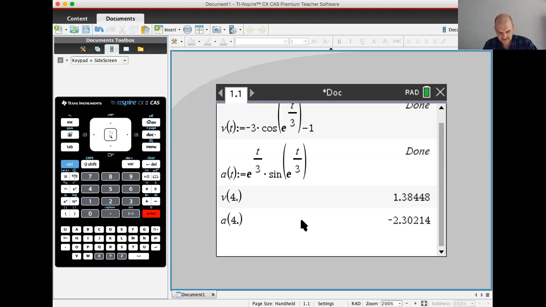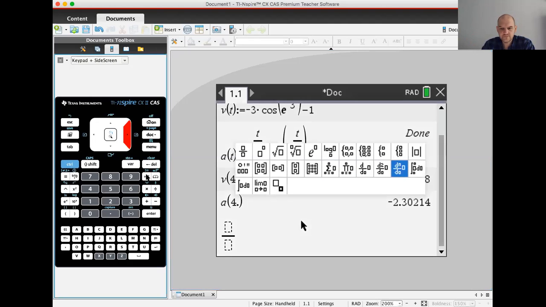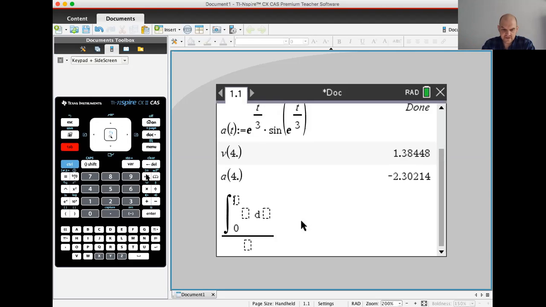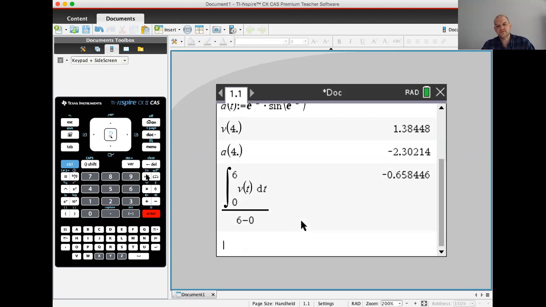Find the average velocity of the particle on the time from 0 to 6. But I read that as the average value of the velocity function because it's easier to conceptualize. So average value is the integral over the interval. I'm going to do the integral of the velocity function from 0 to 6, over the interval, which is 6 minus 0, and get a value. We're going to write that down: the integral from 0 to 6 of v of t dt divided by 6 minus 0, which is approximately -0.658.